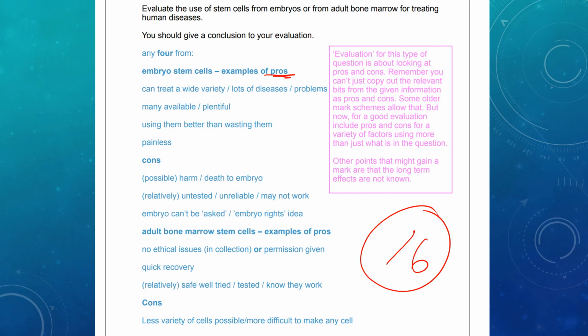And if your text has no spelling, punctuation and grammar through it, then it would be dropped down to 1 or 2, even if you'd picked up some of these points, but you'd misspelt them, or you hadn't used a capital letter and a full stop in your sentence.